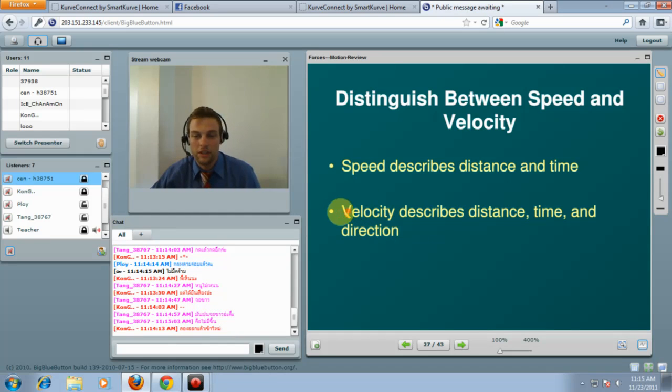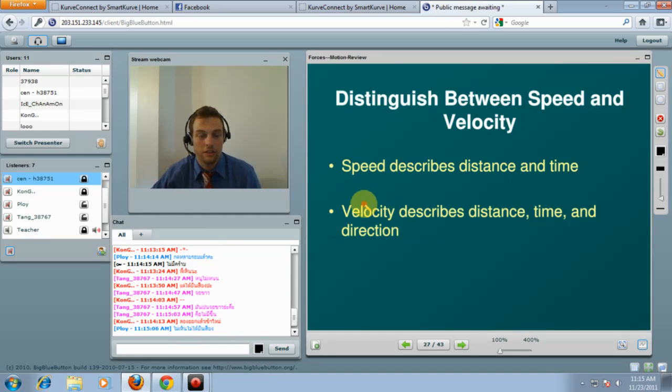So it's velocity because you're given the direction. Direction can be down, up, left, right, north, south, east, west, southwest, whatever you want. You guys know what direction is. Speed will just not have a direction.